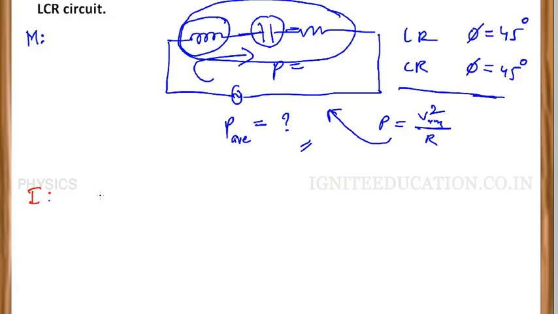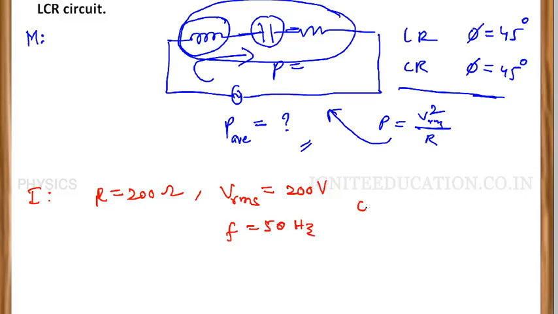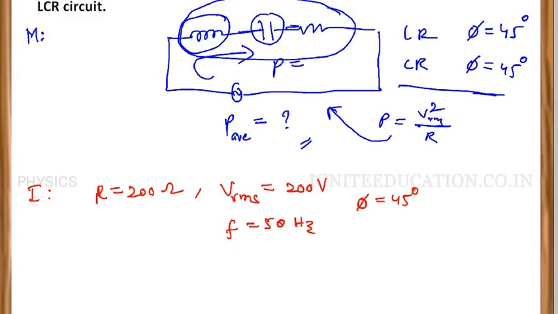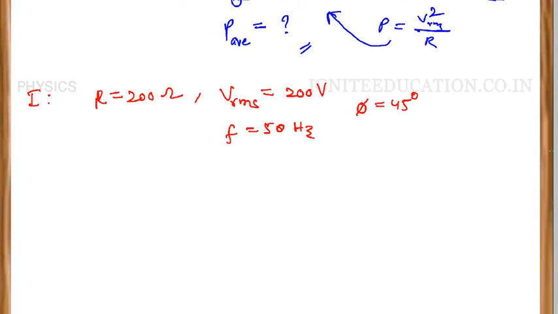Now I am going to investigate what quantities are given. Resistance R is 200 ohms, RMS voltage is 200 volts, and frequency f is 50 hertz. The phase angle phi is given in different combinations, but it is the same, so I am writing phi is equal to 45 degrees.